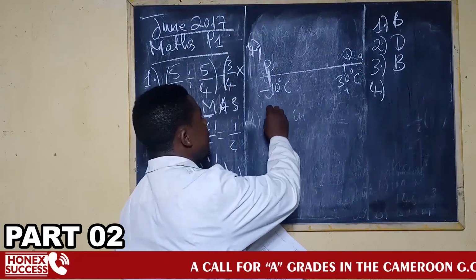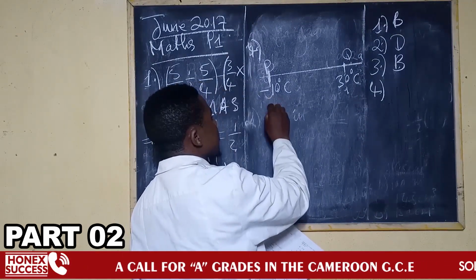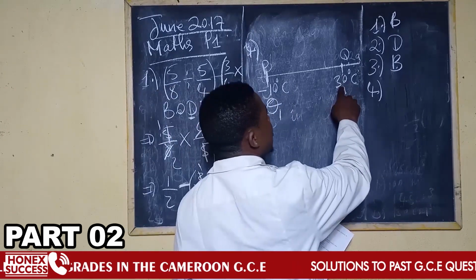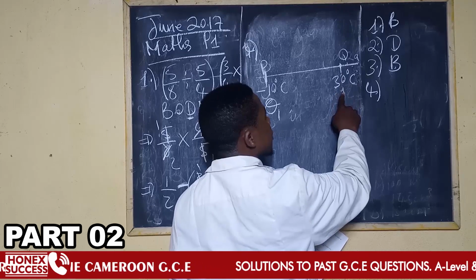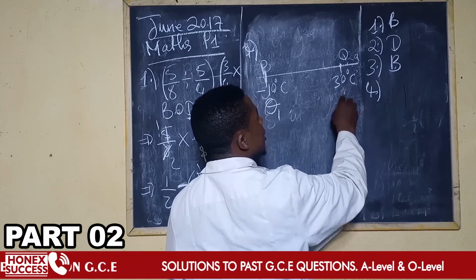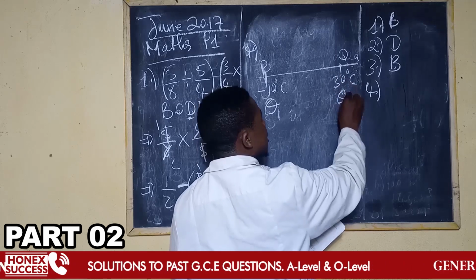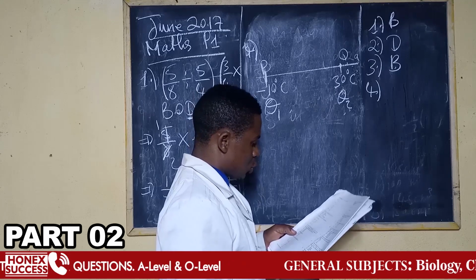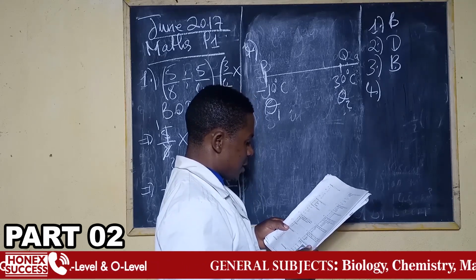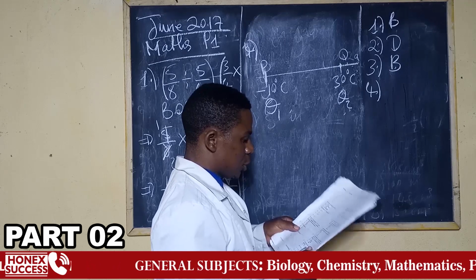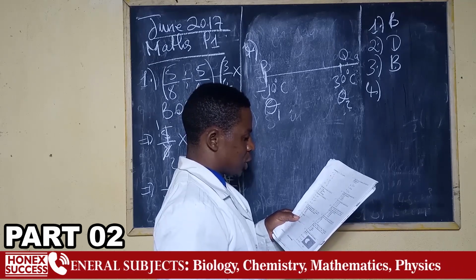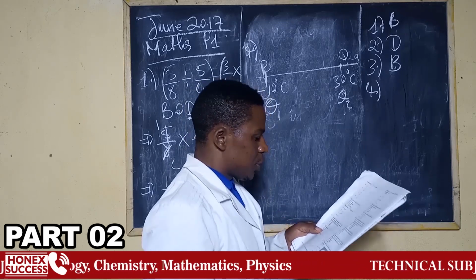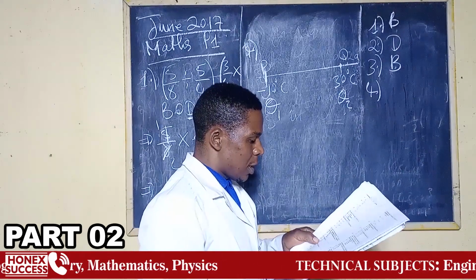We can call it theta 1. And at point Q, the value of temperature is 30 degrees Celsius. We call that theta 2. So we are asked to look for the increase in temperature between towns P and Q. We have A, 40 degrees Celsius, B, 20 degrees Celsius, C, minus 40 degrees Celsius, and D, minus 20 degrees Celsius.